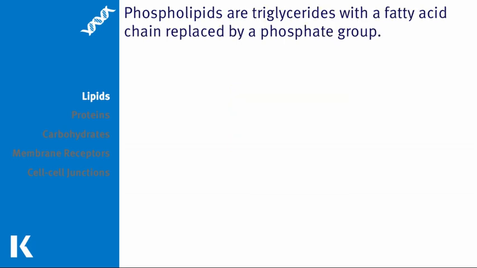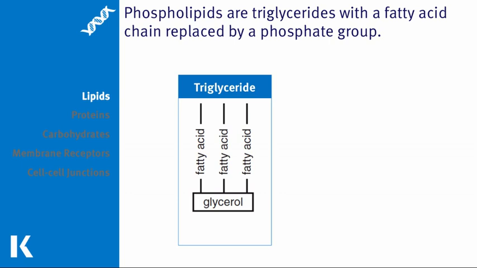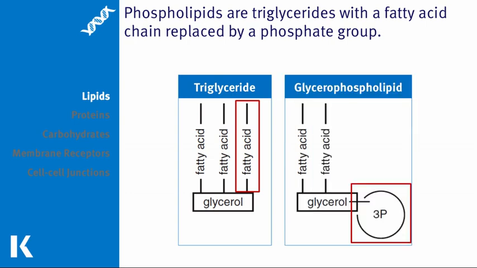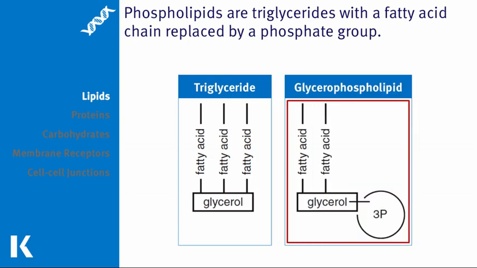Fatty acids play an important role in storing energy, usually by being conformed into triglyceride molecules with 3 fatty acids attached to a glycerol backbone. When fatty acids are incorporated into cell membranes, they're changed into glycerophospholipids by replacing the third fatty acid with a phosphate group, so the glycerol backbone has 2 fatty acids and a negatively charged phosphate.